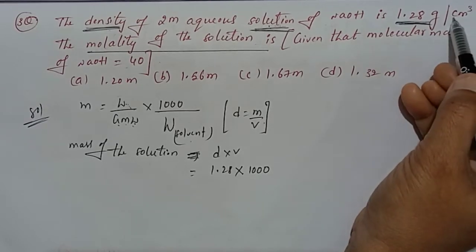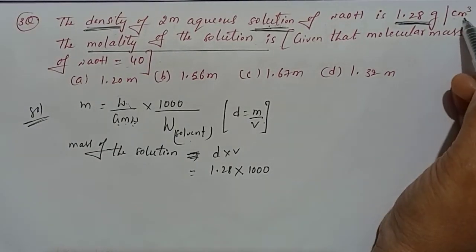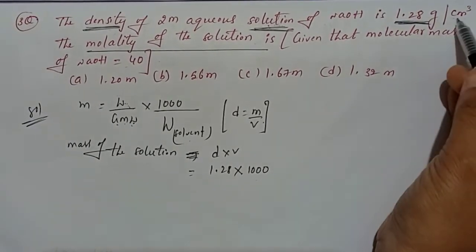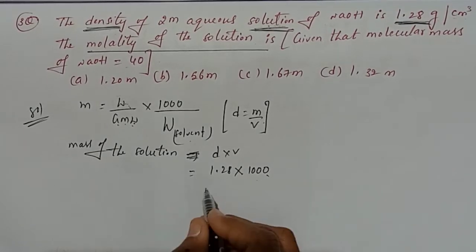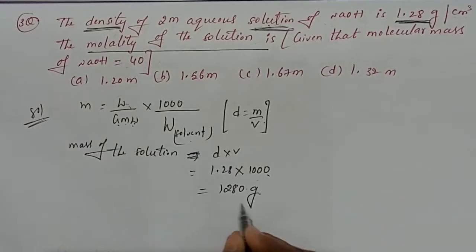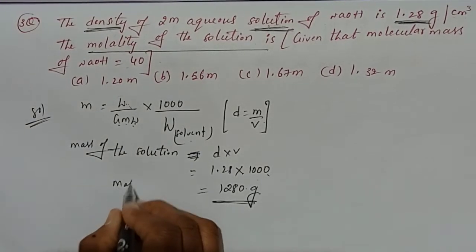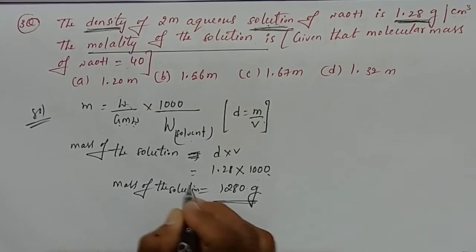Okay, now volume of the solution how much given? 1000 ml given. So centimeter cube is nothing but 1000 milliliters. So 1000 we have to multiply. So 1.28 into 1000, how much, students? 1280 grams. So this is the mass of the solution, students. Mass of the solution we calculated.